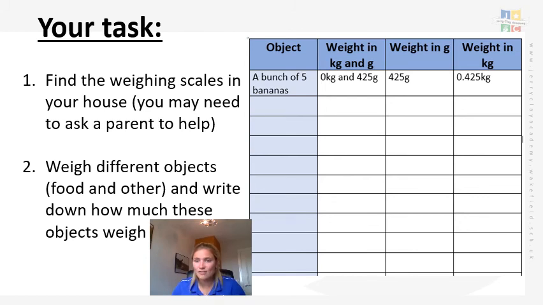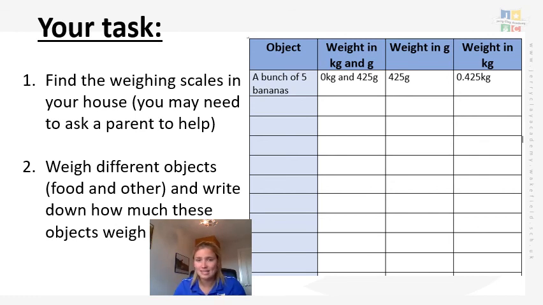Then to challenge yourself, you might do the one which you find the easiest first, but you can challenge yourself so that you are writing it in kilograms and grams, just in grams and just in kilograms. Looking at the example I have given you, there was 0 kilograms and 425 grams. That is the same as 425 grams or 0.425 kilograms. I'd like to see lots of different types of objects, you converting them, comparing them to really see the difference in that. And then I'd love to see these on Seesaw to see what you've weighed and see if you've really managed to convert them correctly.